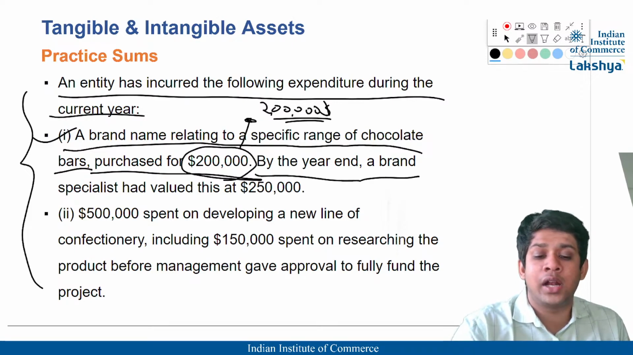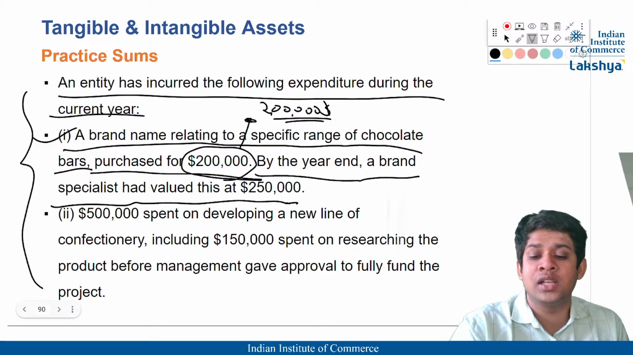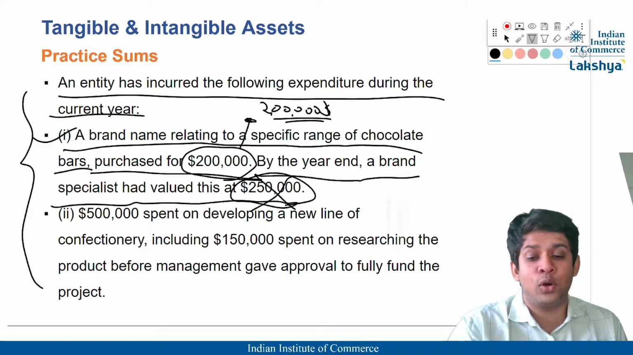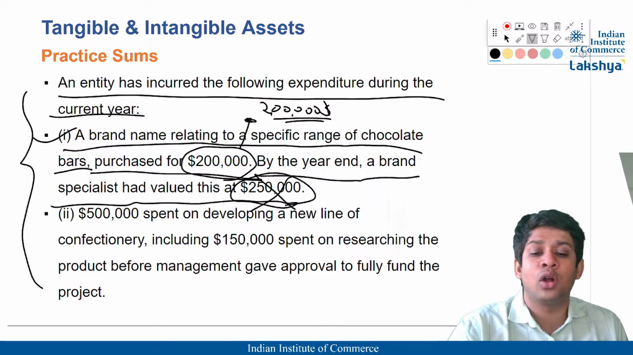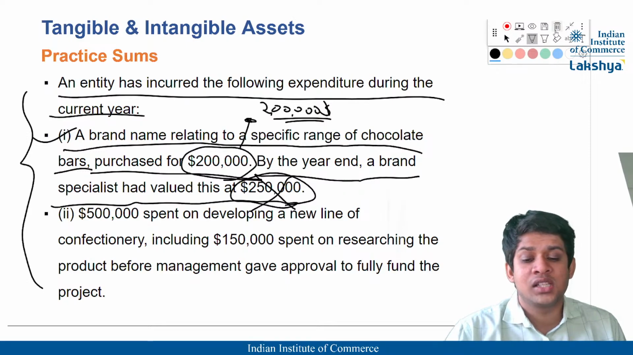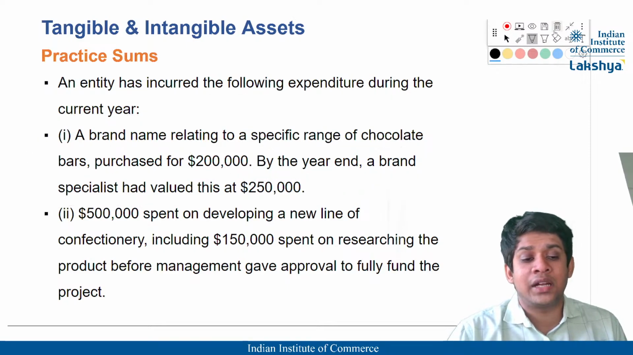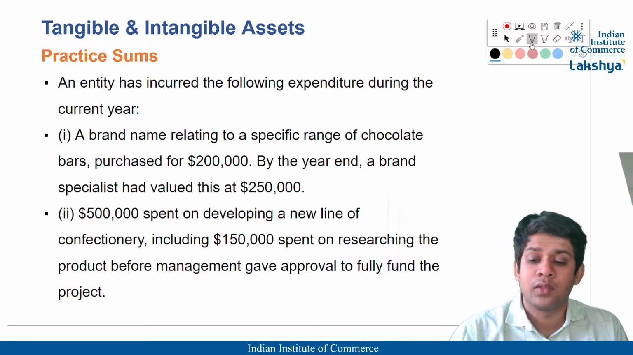By the year end, a brand specialist has valued this at $250,000. We will not consider this because brand names are specifically prohibited from revaluation. If you remember, we did it in the previous slides: your brand names, patents, trademarks and everything, right? So these are not going to be considered for subsequent measurement. So technically, it will remain at $2 lakh as an intangible asset.